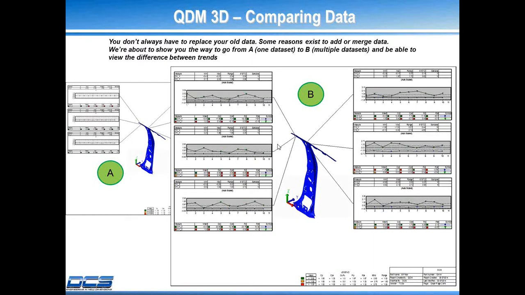In the examples today, we'll be comparing two sets of data, one before and one after a tooling change in a manufacturing plant. We're trying to determine if this tooling change actually fixed our problem where we had a number of parts all trending below the lower spec limit.